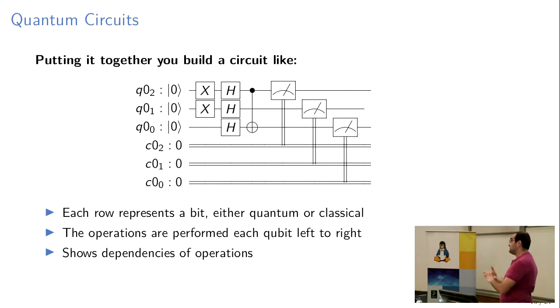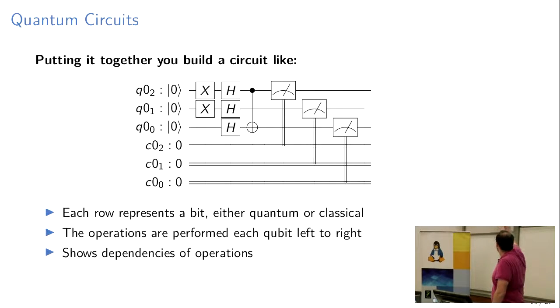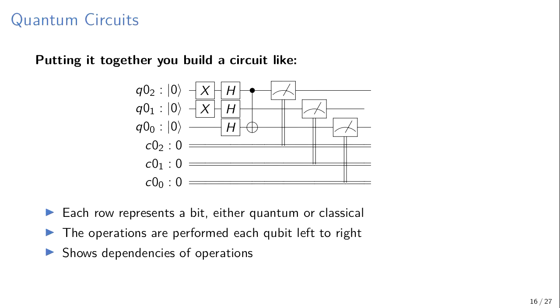And then you can put all of this together to build quantum circuits, which is a way of visualizing a quantum program. And in this diagram, you can see all of the gates and all of the bits. And you basically just read it left to right to show the operations that you apply in sequence on a specific qubit. And this is just for showing dependency in operation, not actual timing.